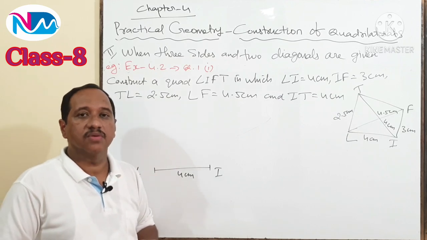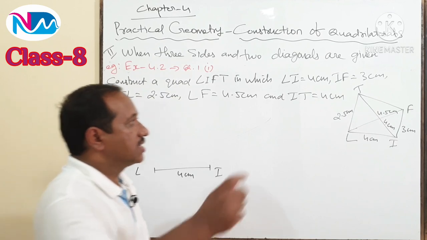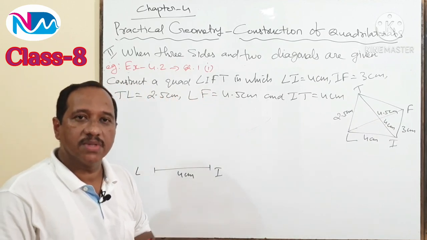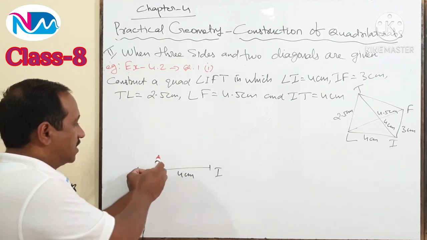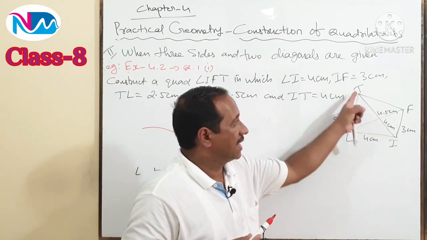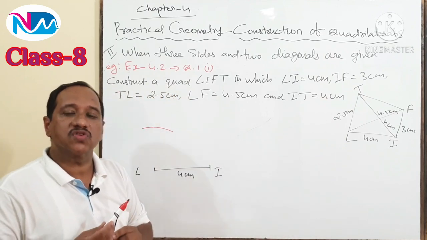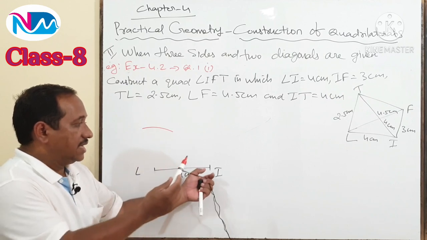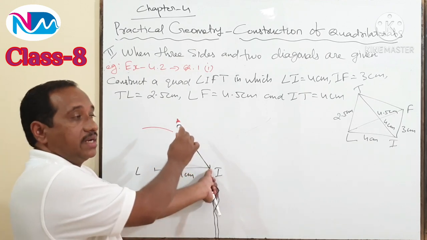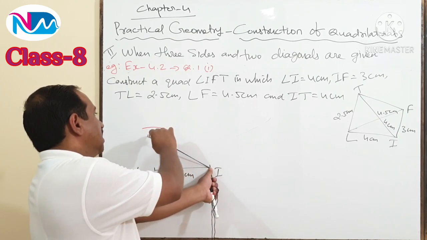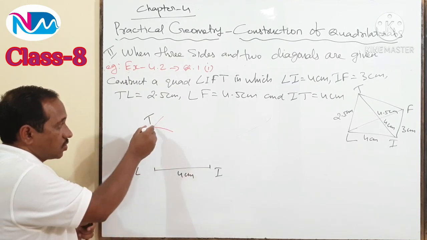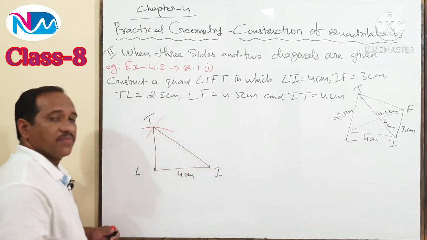Next you have to use the compass for the rest of the constructions. First we have to find the point T. We have TL equal to 2.5 cm. So take 2.5 cm radius on the compass and with L as center draw an arc. Now TI or IT is 4 cm. Take 4 cm radius on the compass and draw an arc with I as the center. I as the center means keep the metal point of the compass at I and draw an arc of radius 4 cm. Definitely that will intersect the previously drawn arc at point T. That is, this point is T. You can join TL and TI. So one triangle is complete.